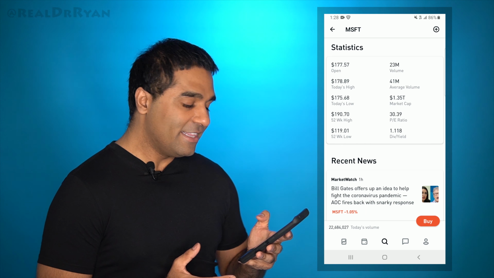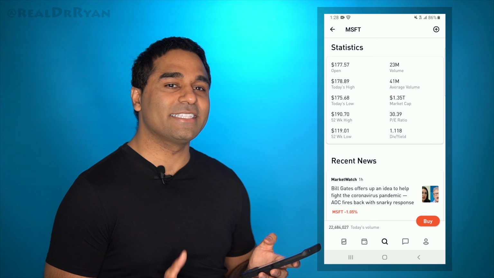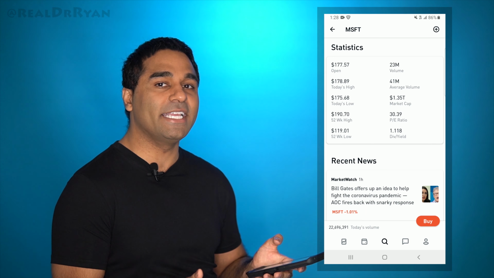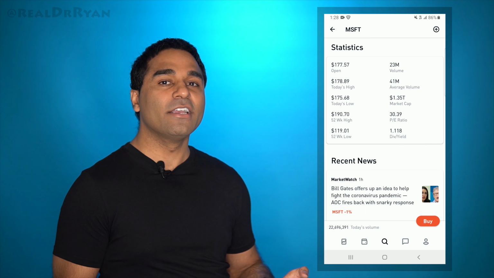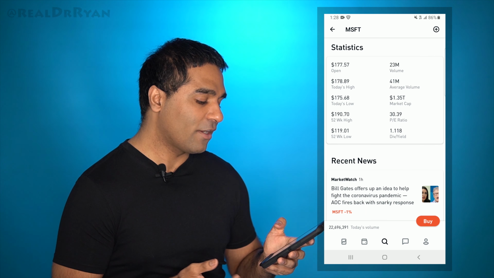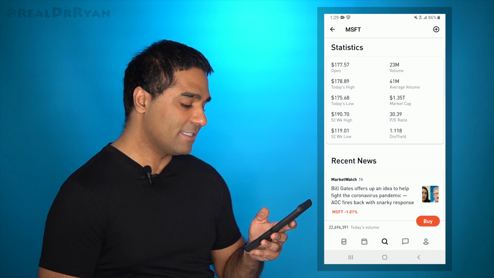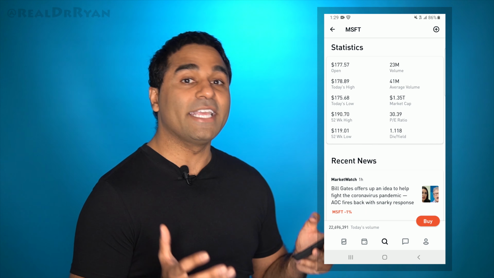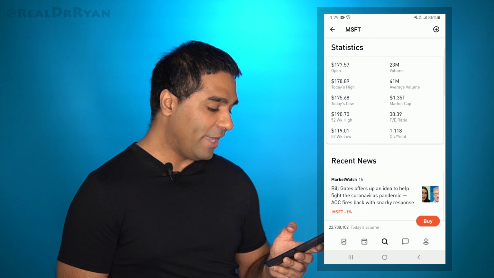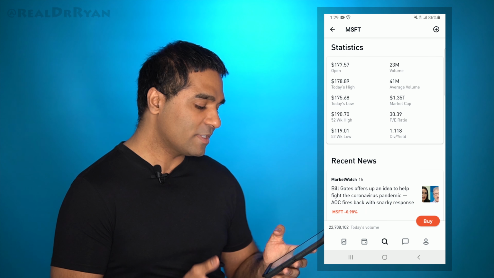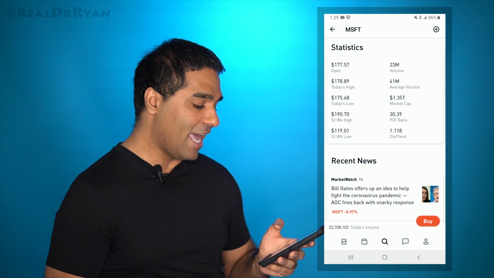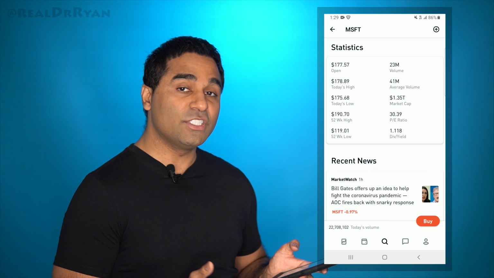The next value you're going to look at is the 52-week high. This value is the highest price that this Microsoft stock has reached for the entire 52 weeks preceding today. So that means the entire year, this is the highest value that Microsoft has reached, and it's $190.70. Not only that, but the value below it shows you the lowest price that the stock has reached for the entire year. So in the last 52 weeks, the lowest price that Microsoft has reached was $119.01. So you get an idea of the fluctuation of the stock throughout the year from 52 weeks of data.